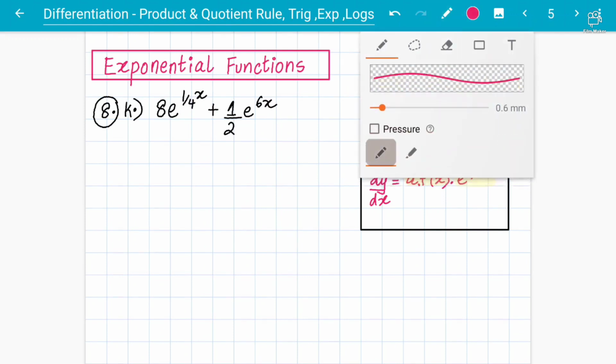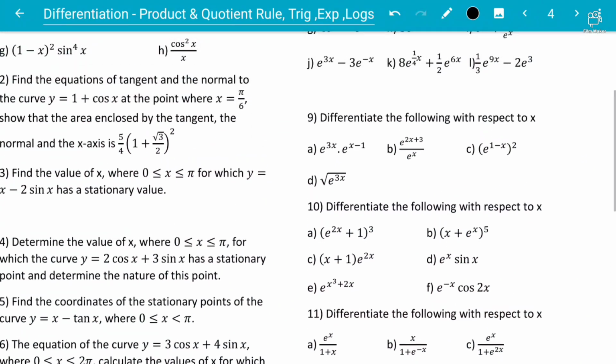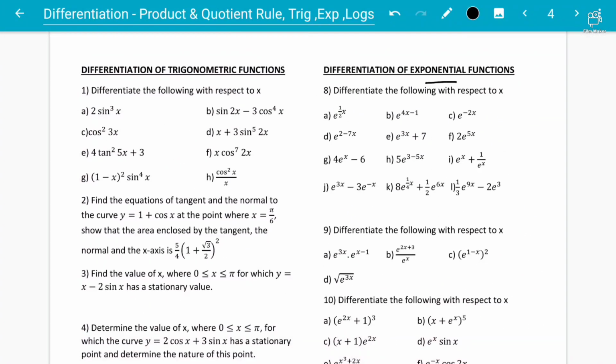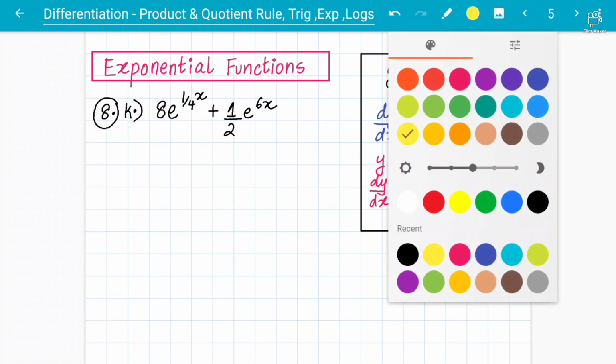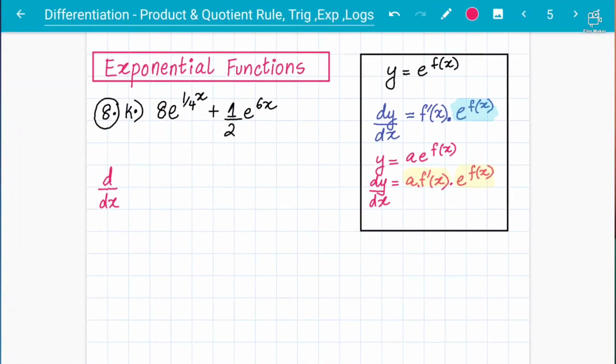So let's look at one of the examples that we have from the exercise. The question is: differentiate the exponential function 8 e power (1 upon 4)x plus half e power 6x, okay? So the question is in front of us, students: 8 e power (1 upon 4)x plus half e power 6x. If I have to differentiate this, I'll take it step by step, okay? So I'm going to write d over dx, okay?